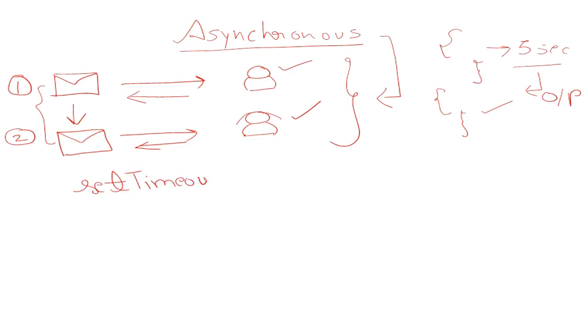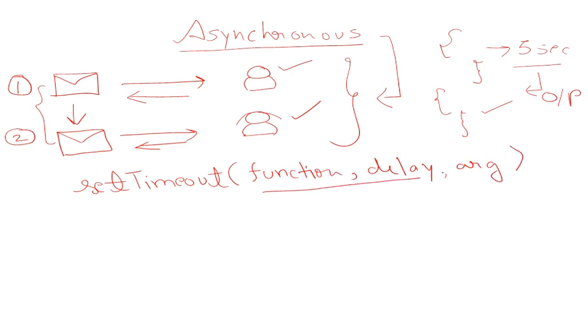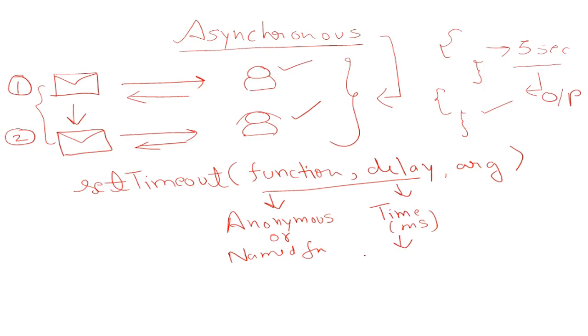the setTimeout function, and it takes two parameters, function and delay. It also takes arguments, but currently we will use only two parameters. Now this function can be any anonymous function, or it can be any named function, and this delay is your time in milliseconds.